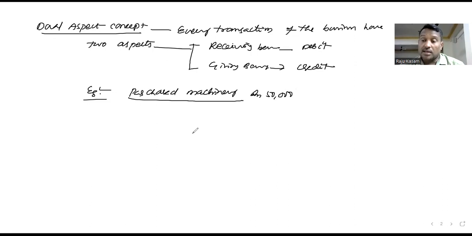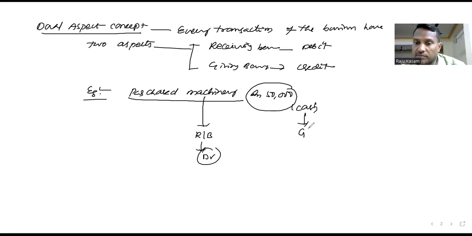In this, there is a receiving benefit and a giving benefit. This is the business transaction. Purchased machinery is the transaction which involves two benefits, receiving and giving. How is it, let's see. When the businessman purchases this machinery, the machine is received by the businessman, and the receiving benefit is called debit. For purchasing this machinery, he is paying 50,000 rupees in cash.